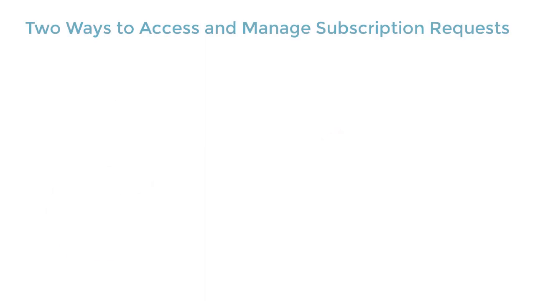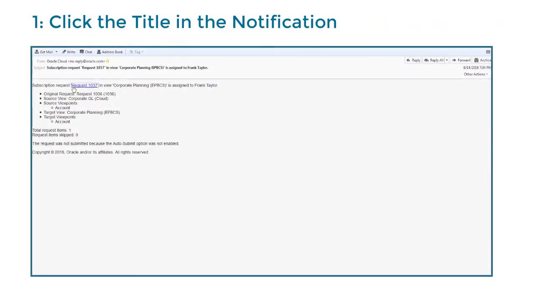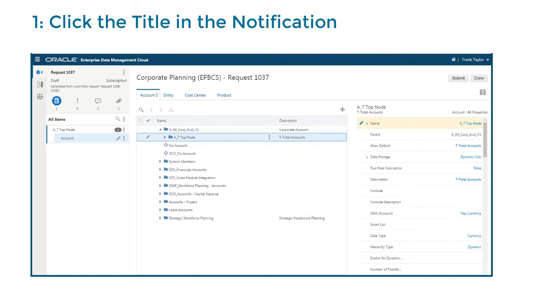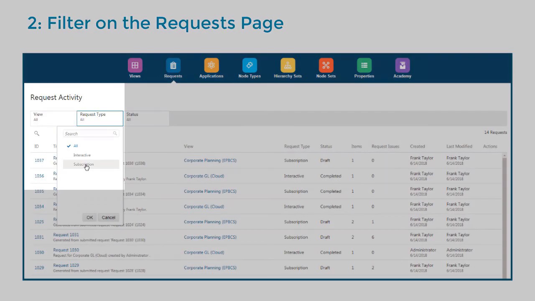If General Ledger Chart of Accounts change and the subscription is triggered, Frank can access and manage the suggested change request in two ways. By clicking the request title in the notification to open the subscription request in the target view, where he can visualize the proposed changes, or by filtering requests on the Requests page.